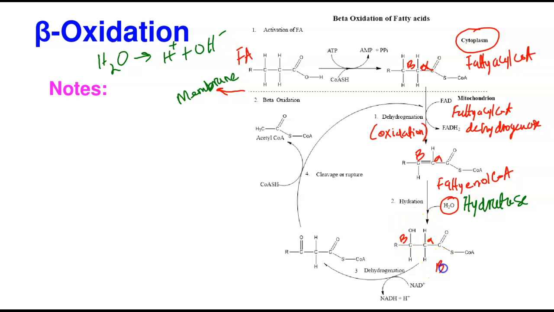So we call this the beta hydroxy fatty acetyl-CoA. That's exactly what we form. We now form something that has an activated fatty acid that has an OH group at the beta carbon. In the next step, what is happening?